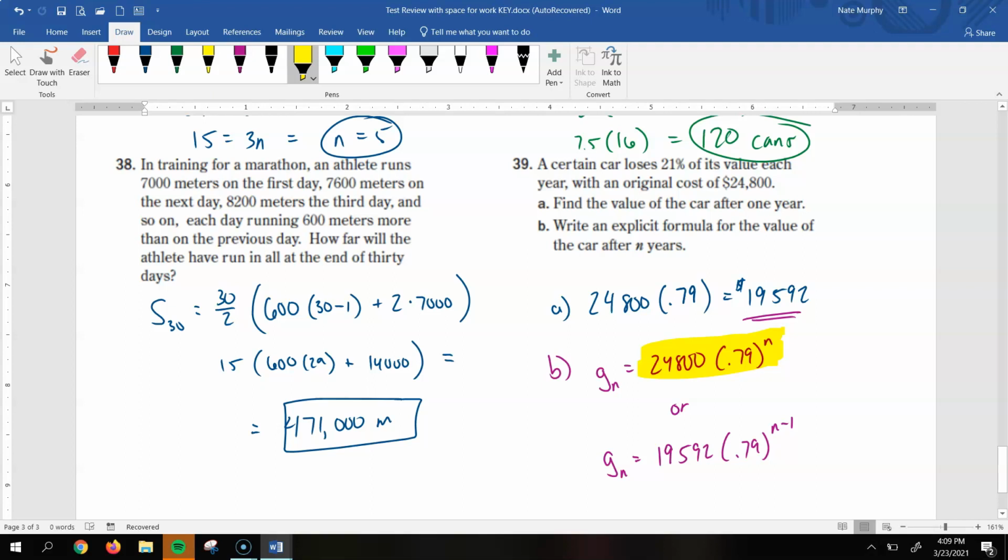And you could always test it out. For example, if you did n equals 1, so that means after the first year, what would it be? Well, if we put 1 in for n in the first equation, 24,800 times 0.79 to the first power would give you 19,592. If we use the second equation, and put 1 in there for n, 1 minus 1 would be 0, and 0.79 to the 0 power would just be 1, which would give you 19,592. So that's why I say that either one of those would give us the correct sequence.